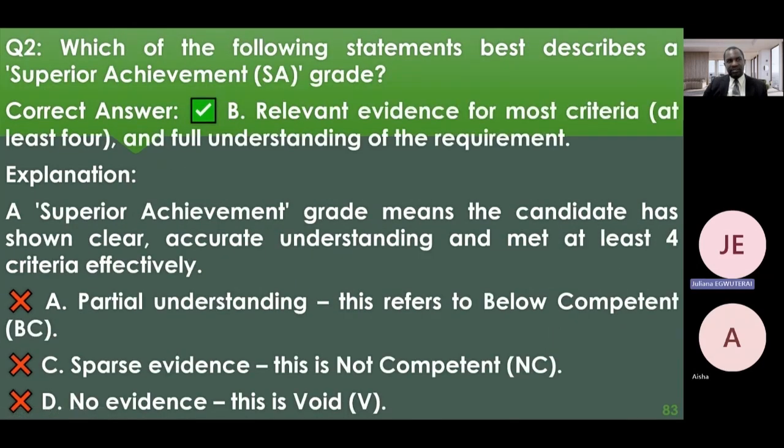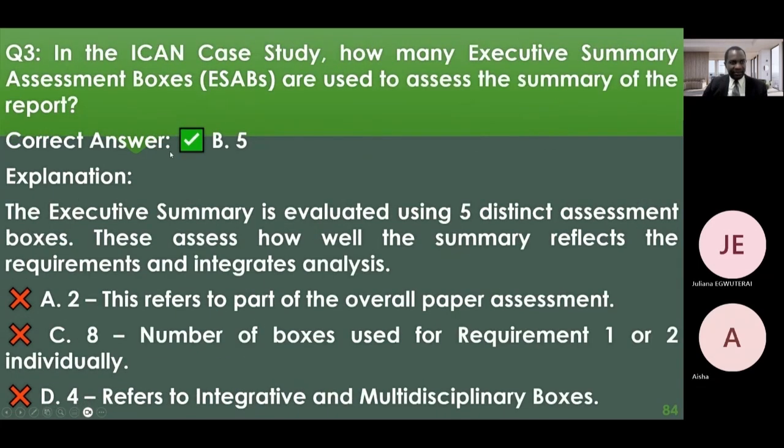Number 2, which of the following statements best describes superior achievement? B. Wow, both of them got it. B means relevant evidence for most criteria, at least 4, and full understanding of the requirement. Superior achievement grades means the candidate has shown clear, accurate understanding and meets at least 4 criteria effectively. I was listening to the previous class too. You also said that while I was writing the professional report video, right? All right, you guys should do giveaway today. Don't do this to me.